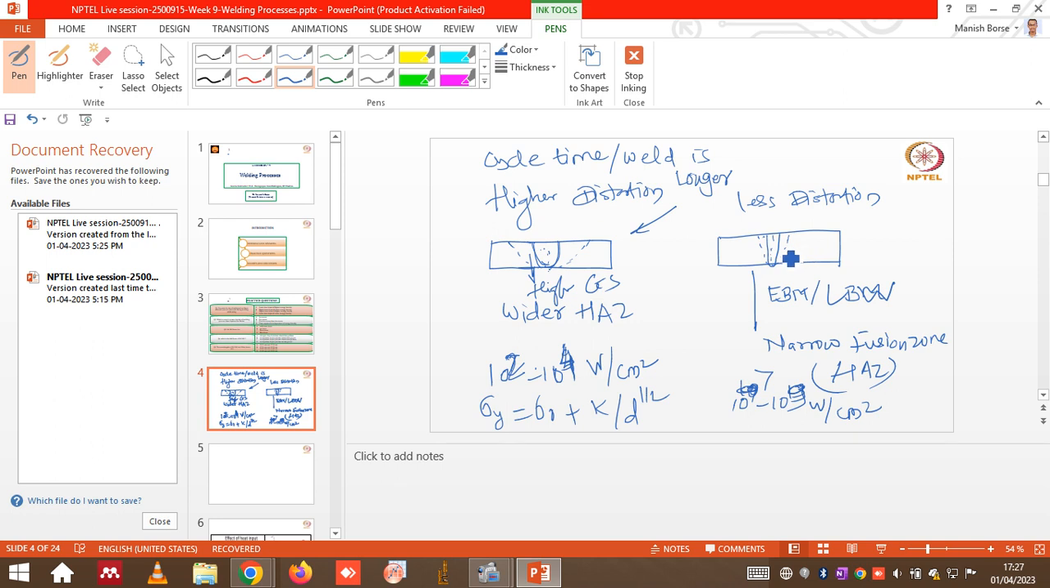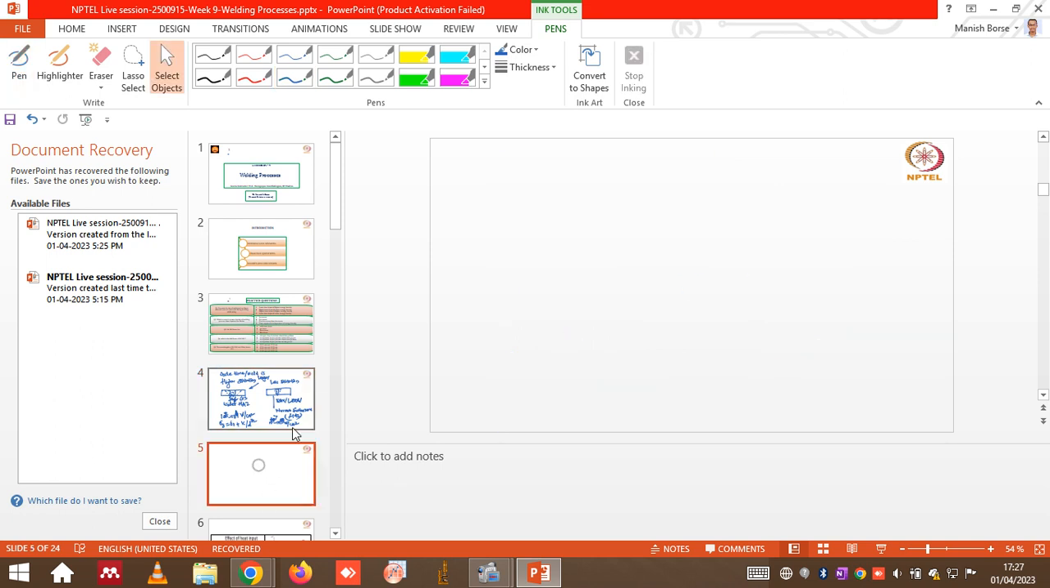Okay, so in other words we can also say, in certain cases, if we consider the center zone, because of the higher cooling rate, there is segregation of the intermetallic at the center of the fusion zone, and that will cause a failure.